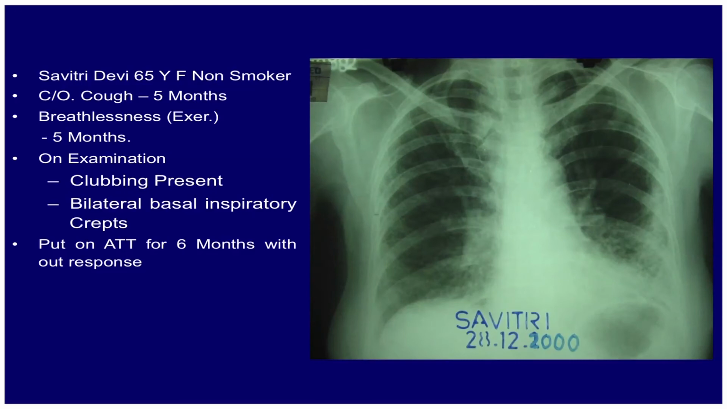finding in physical examination was bilateral basal inspiratory crepts. So, though the X-ray shows some haziness in both lower zones, more on the left side, what I am trying to say is, the history was very typical. She had cough and breathlessness for the last 5 months, and then she had clubbing, and then she had inspiratory bilateral basal crepts.